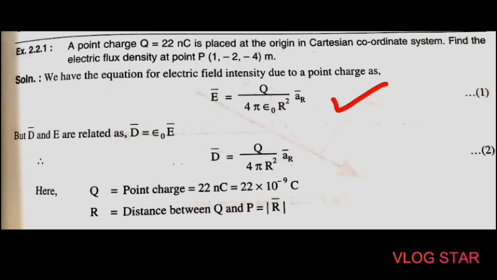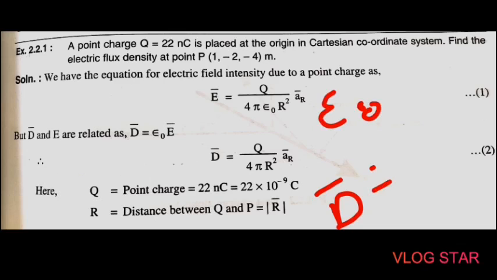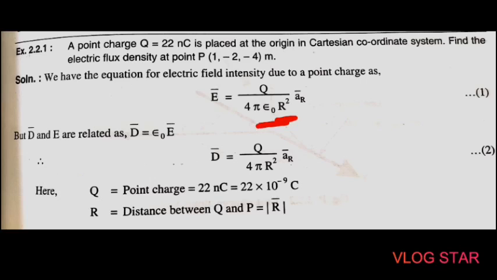For that we have to derive the formula for electric flux density, that is D bar is equal to epsilon 0 E bar. This means we take D bar equal to the value of E bar as it is, multiplied by epsilon 0. Then epsilon 0 and epsilon 0 get cancelled and the remaining equation is q upon 4 pi r square. So we just remove the epsilon 0 from the denominator and we get the value of D bar.